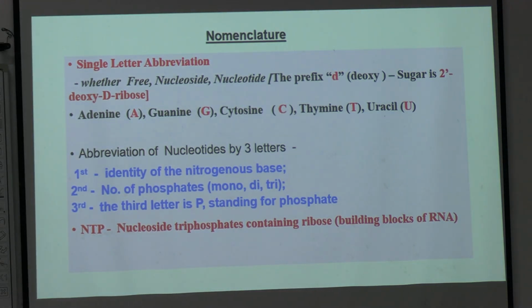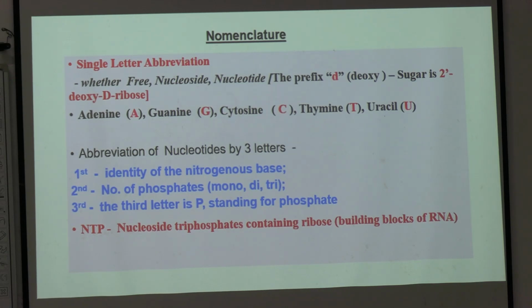So now coming to the actual topic, all the nucleotides are denoted with a single letter abbreviation. Whether it is a free nucleoside or nucleotide, the prefix D is used for DNA, deoxy. ATGC, all you know. The abbreviation of a nucleotide has 3 letters. The first one is the nitrogen base. The second one is the number of phosphates. The third one stands for phosphate. So that is ATP, ADP. ATP means adenosine triphosphate, GDP guanosine diphosphate. These are the things. So NTP, a nucleotide triphosphate containing ribose. They are the building blocks of RNA.